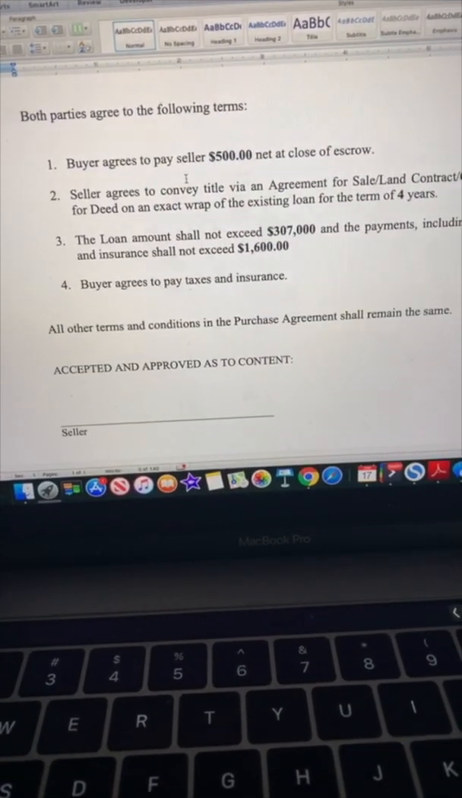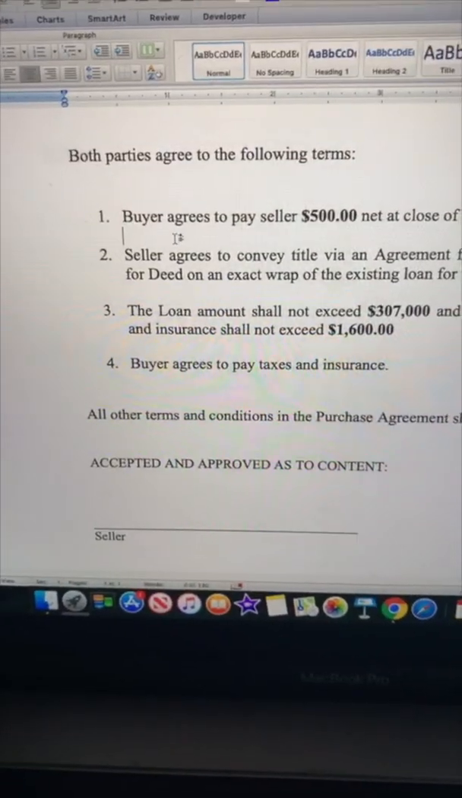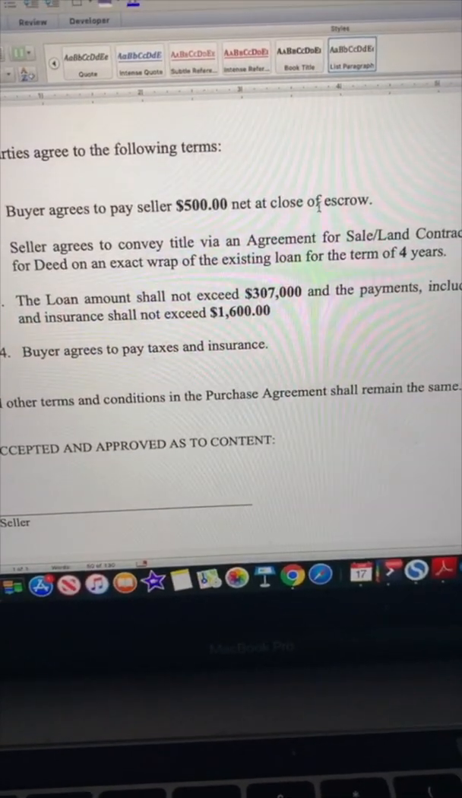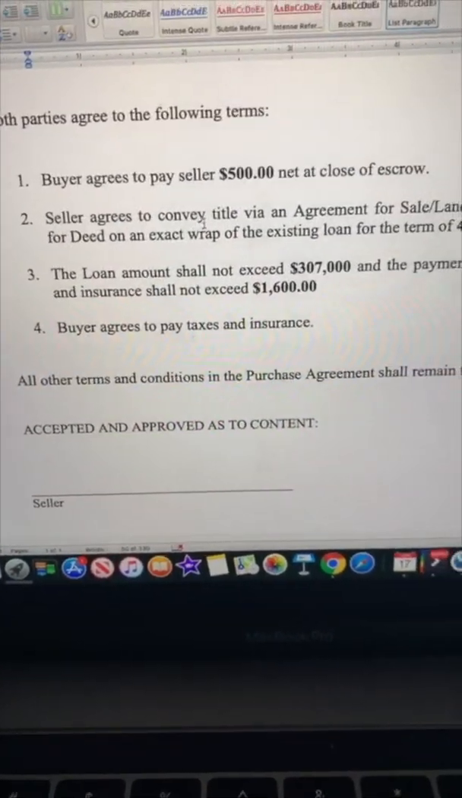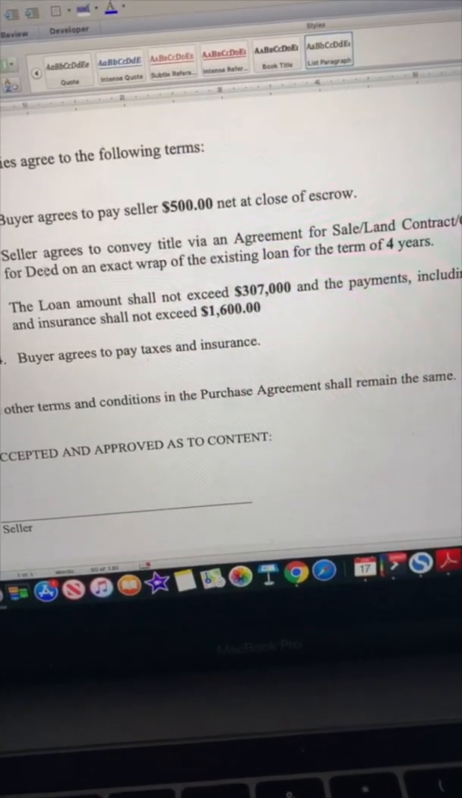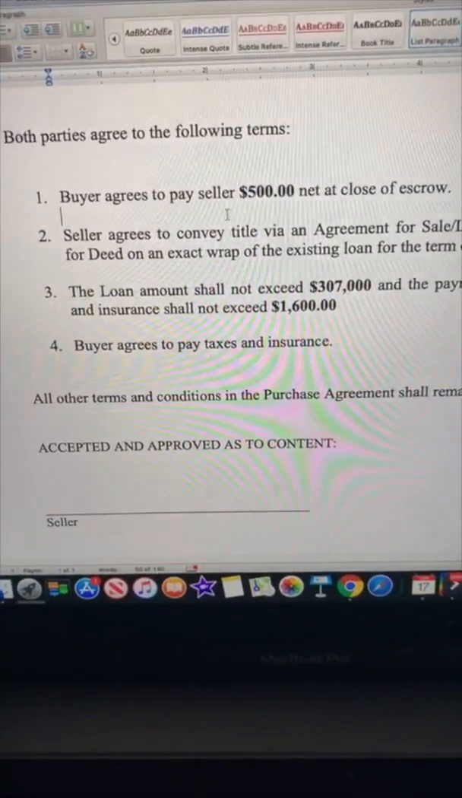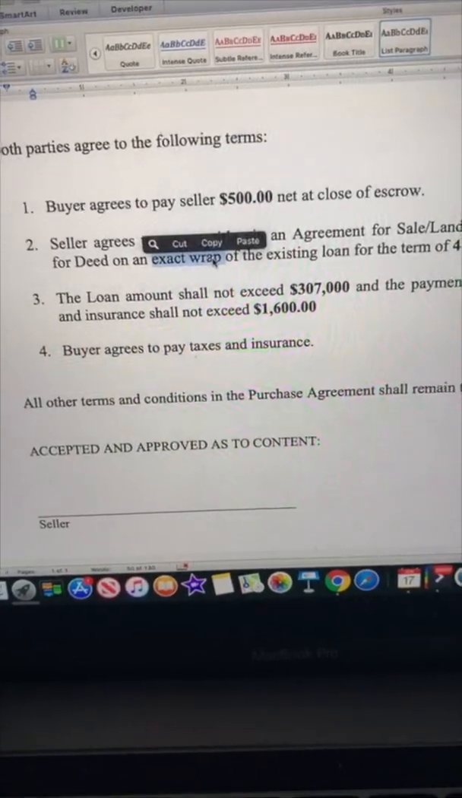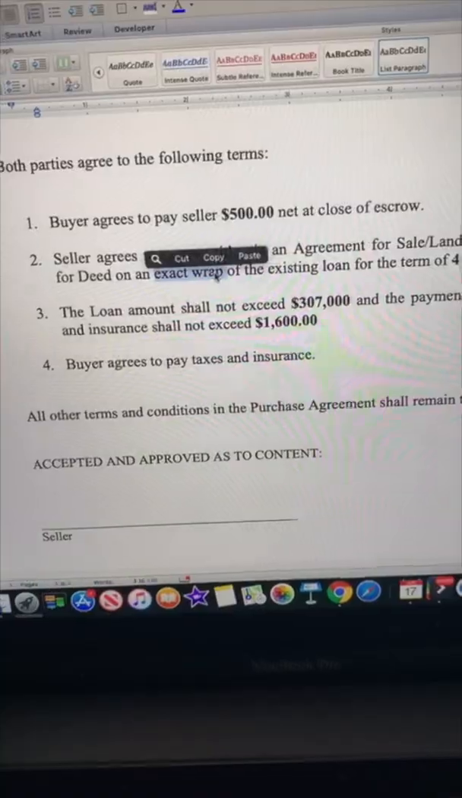This addendum says buyer agrees to pay seller $500 net at closing. Seller agrees to convey title via an agreement for sale, land contract, or contract for deed, depending on where you are, on an exact wrap. What's an exact wrap? How can I explain an exact wrap? Let's say theoretically, this right here is the mortgage. This is an exact wrap.